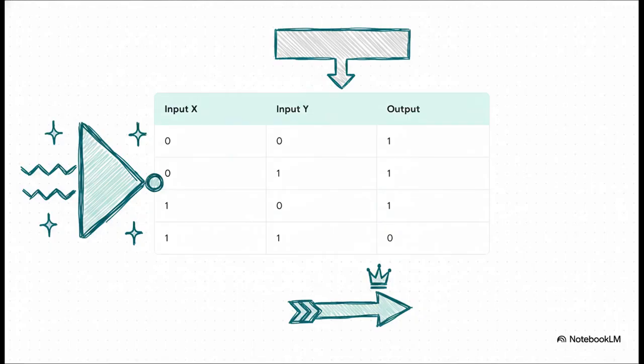And you can see its symbol looks just like the AND gate, but it's got that little circle on the tip, which is the universal sign for inversion, or NOT. Now look at its truth table. You'll see it's the exact opposite of the AND gate.